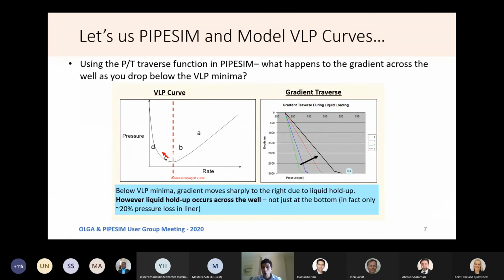And this column doesn't always form at the bottom, but instead it may happen in the upper portion of the wellbore, according to Coleman 1991. So we don't need to focus on increasing the velocity in the liner area. Instead, we need to increase velocity in the tubing itself.